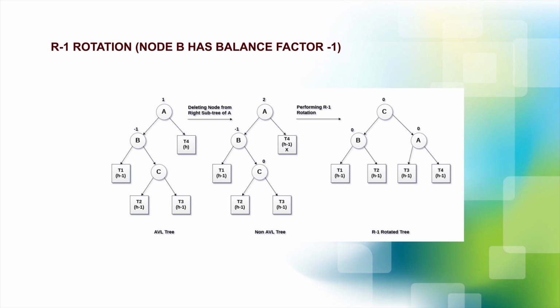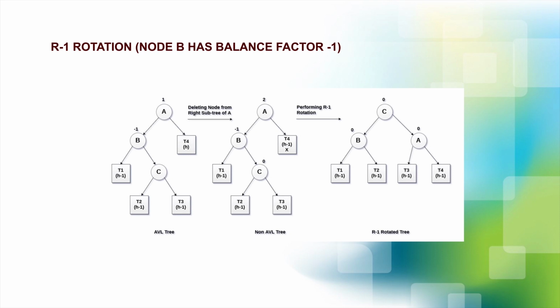Now, we calculate after deleting the x element from the right subtree of node A. So, here T4 has a height h, and after deleting the x element the height is h minus 1. Now, again we calculate the balancing factor, which is not satisfied because C has 0, B has minus 1, but A has a balancing factor of 2. A balancing factor of 2 does not come under the range of AVL tree. So, we go for the rotation operation.